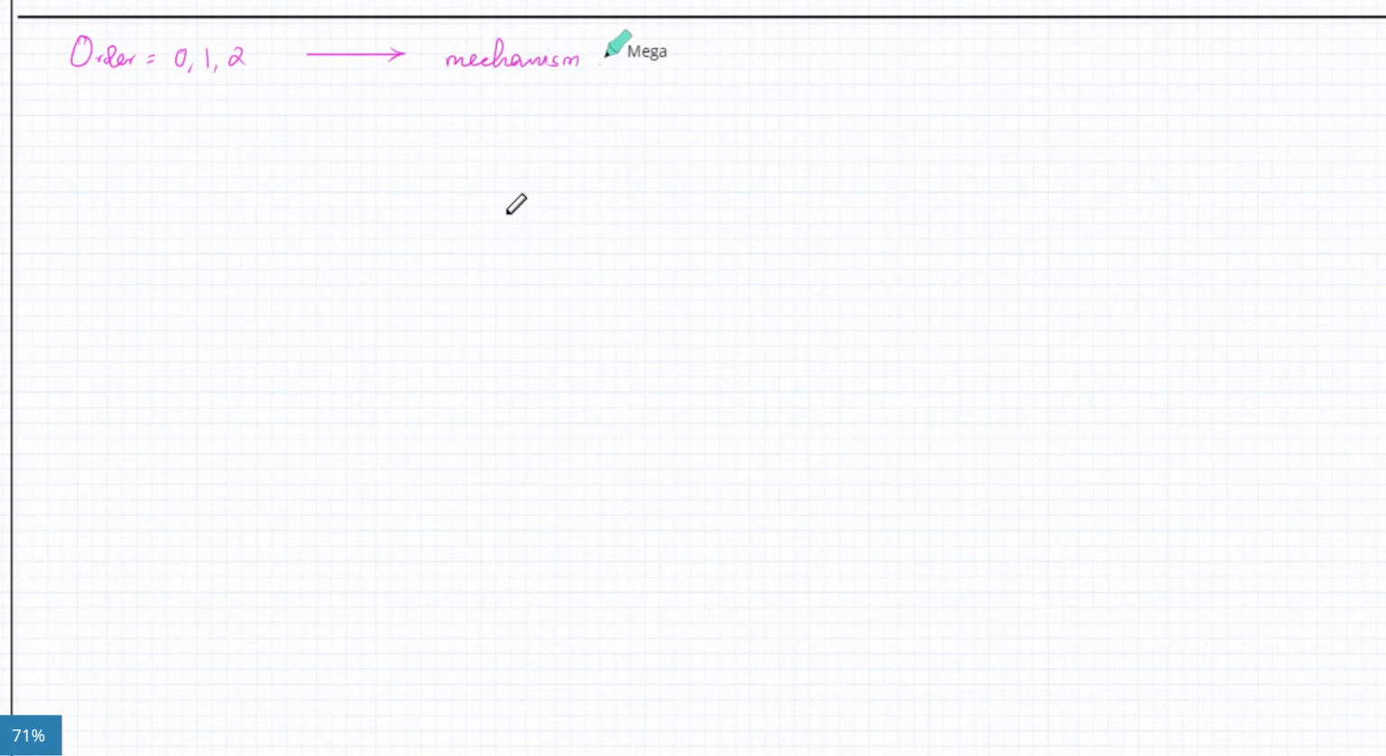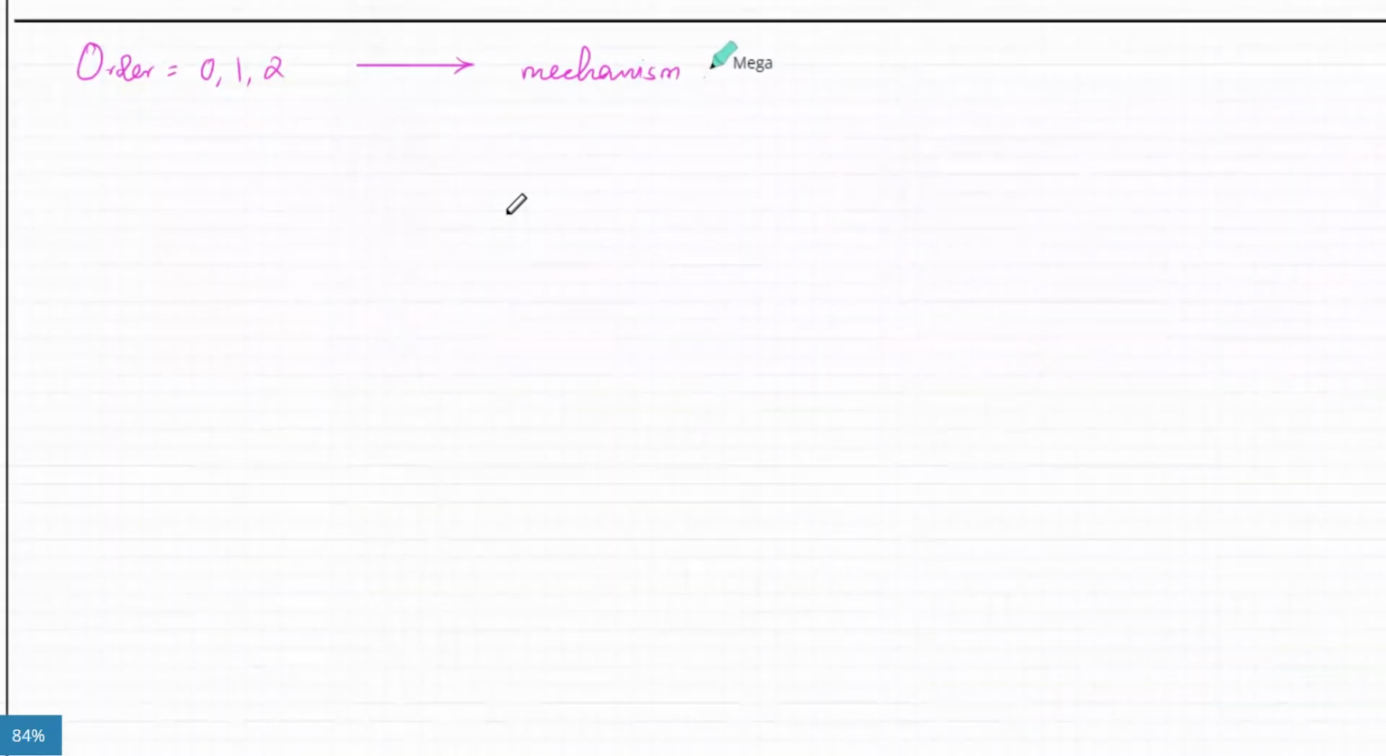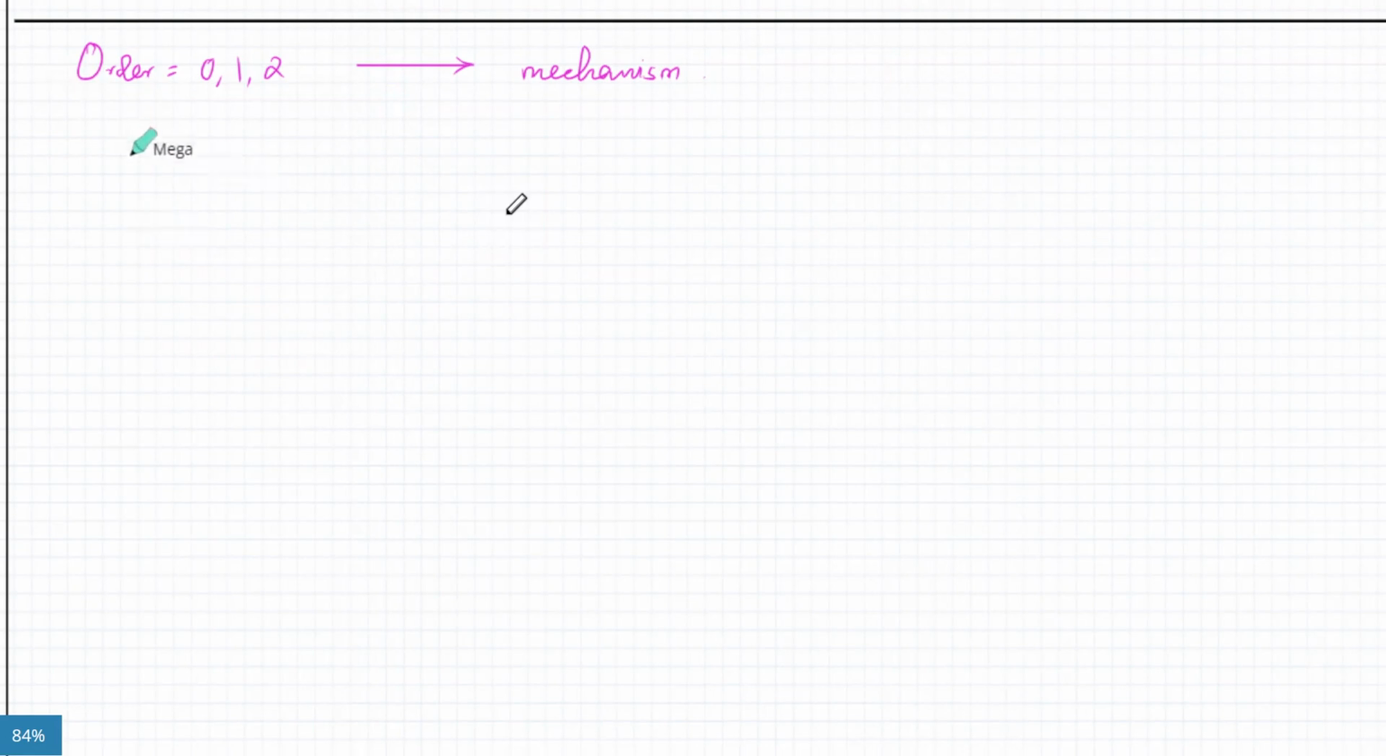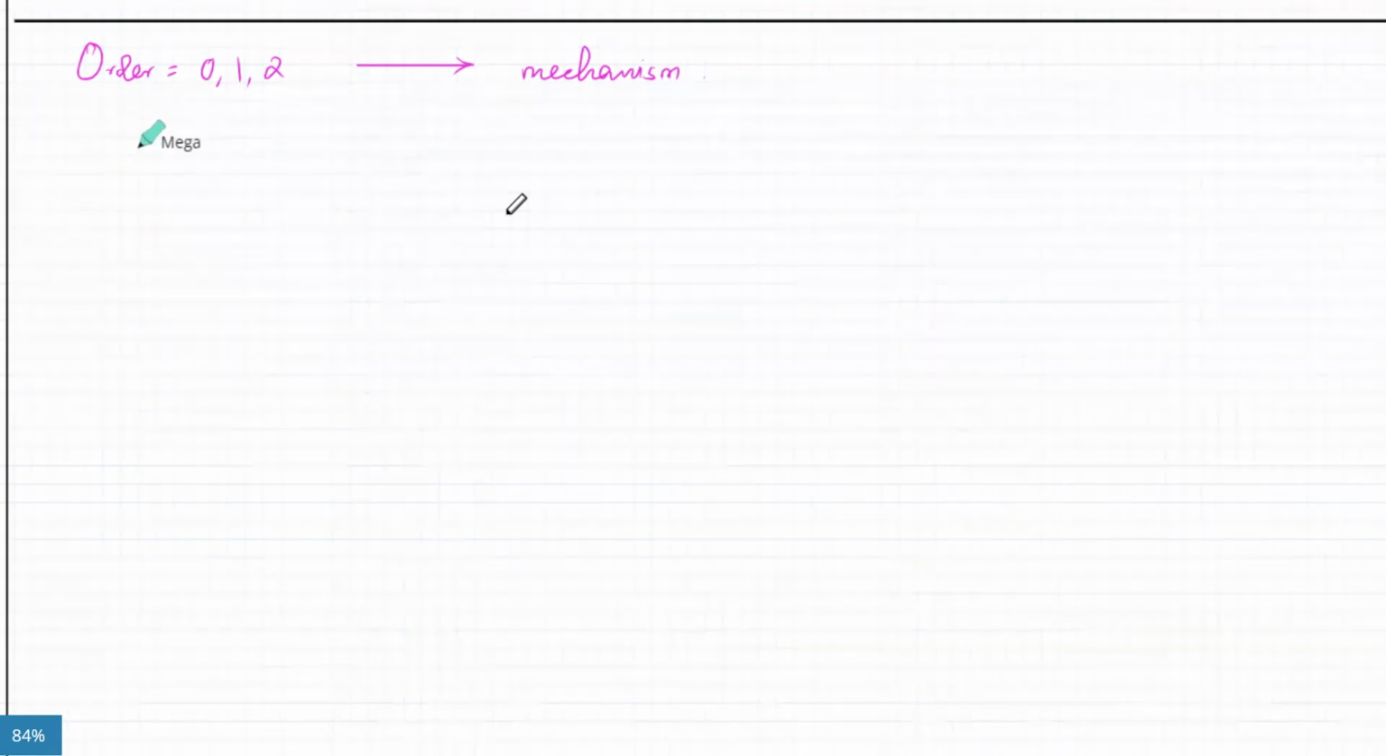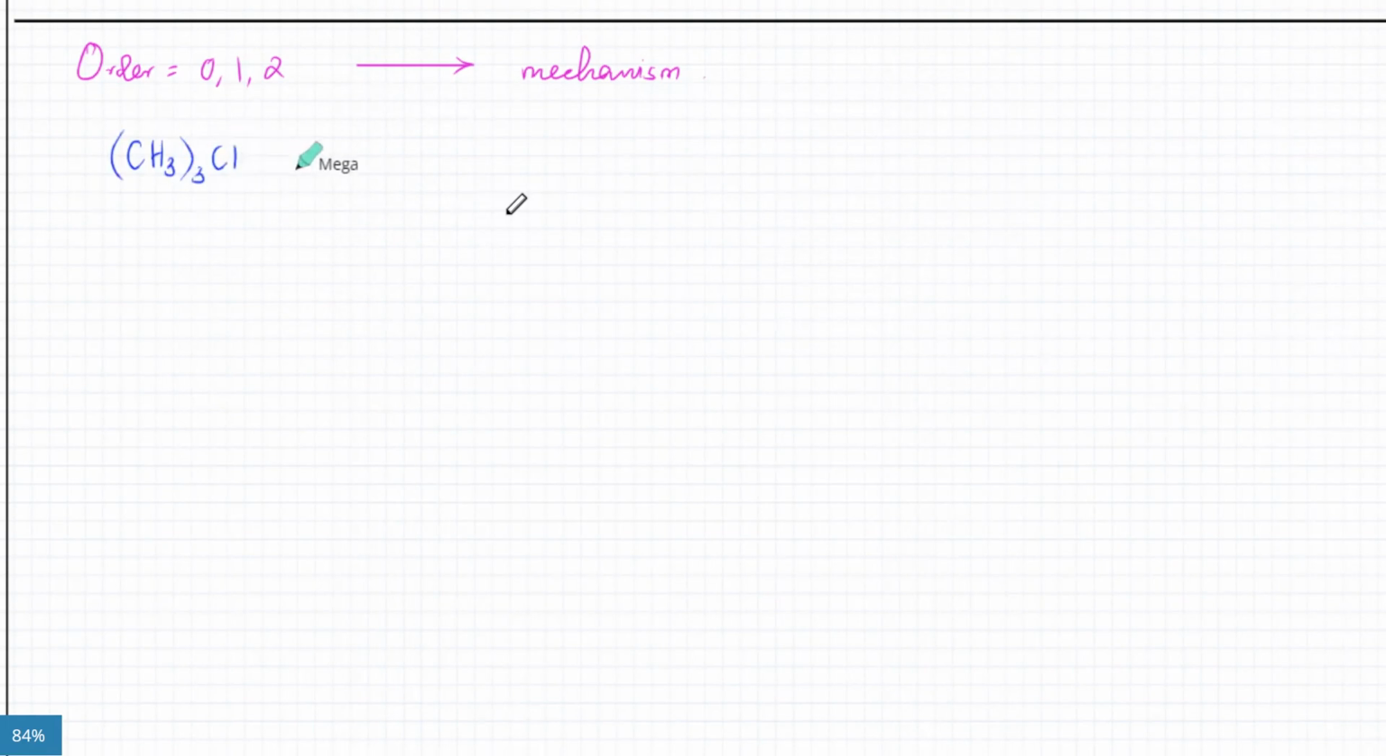We're going to talk a bit about mechanisms, like why is there an order 0? That's the question. For example, if you have two reactants, let me give you a real example. So I've got this halogenoalkane, and it's reacting with OH ions. And there's a substitution reaction, which is nucleophilic substitution.